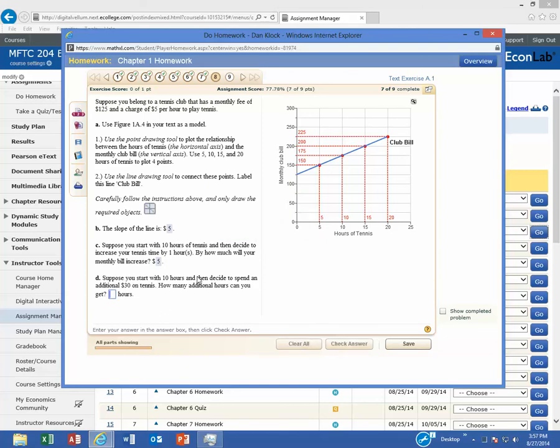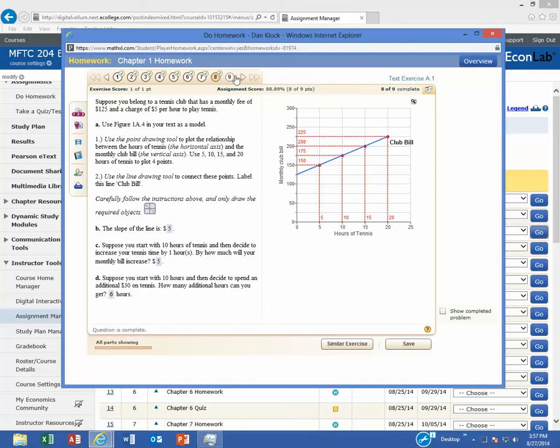Suppose you start with 10 hours and then decide to spend an additional $30 on tennis. How many additional hours can you get? So if I have $30 more on tennis, I just got to divide that by 5. 30 divided by 5 has got to be 6. It's hard for me to do this without Excel, right? 6 times 5 is 30. Yes, I got that right.